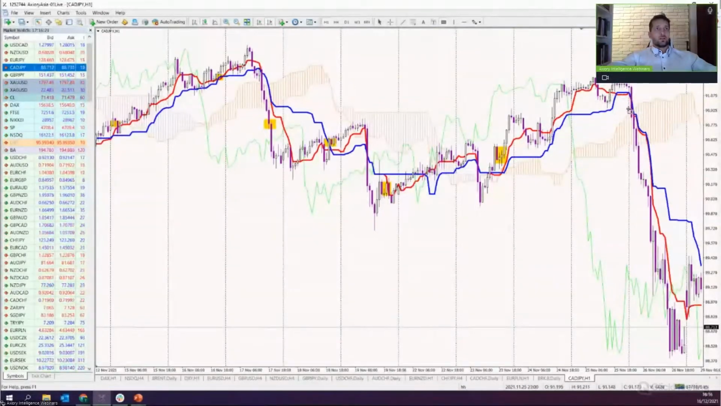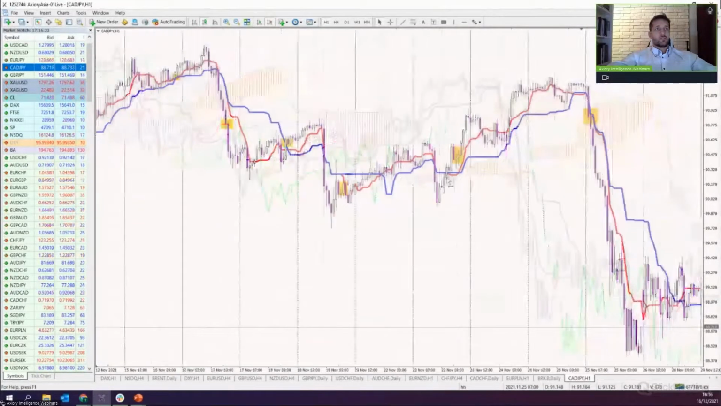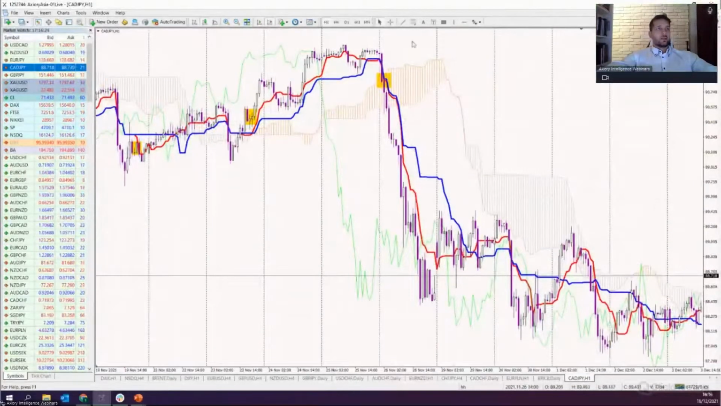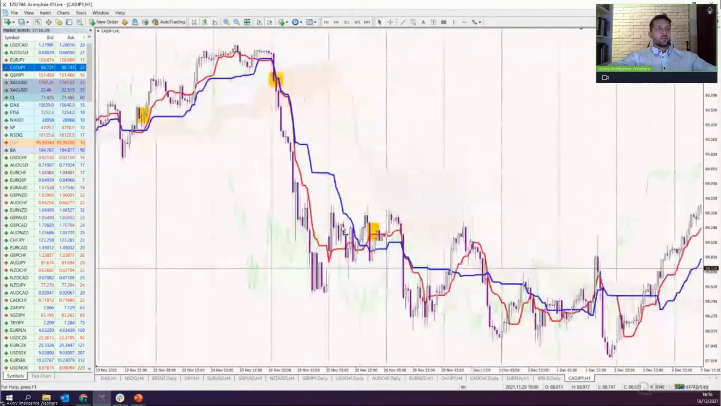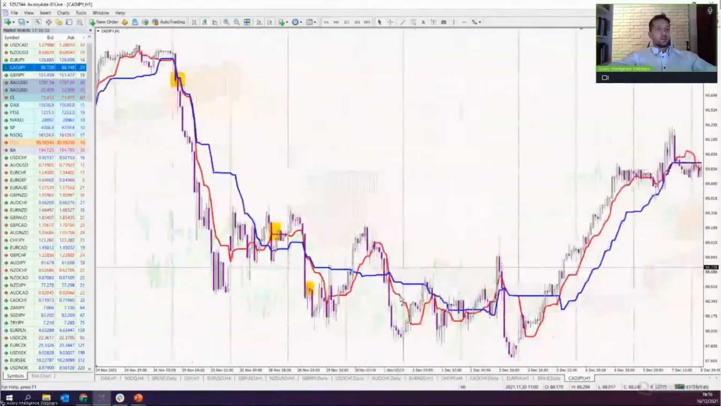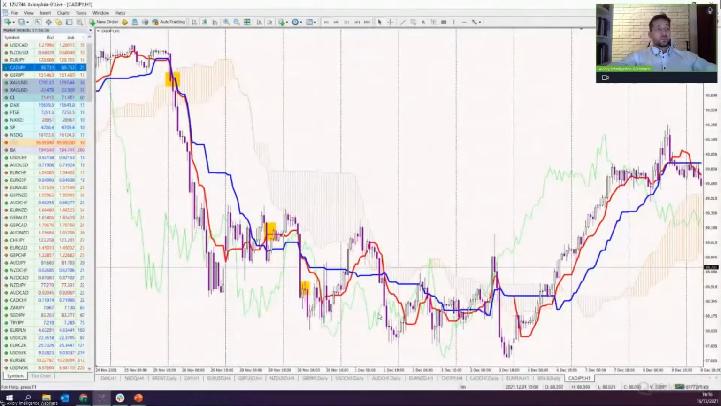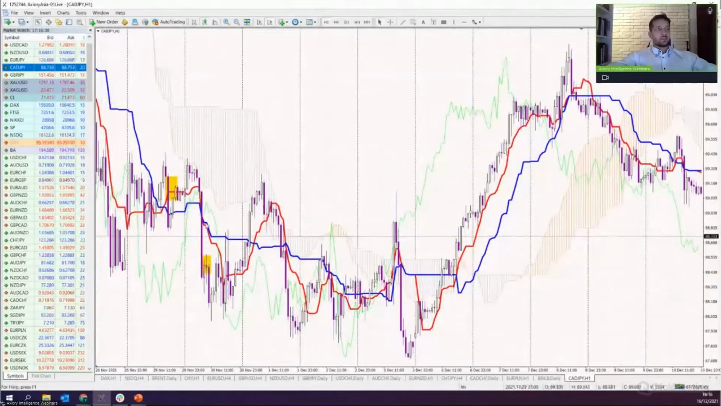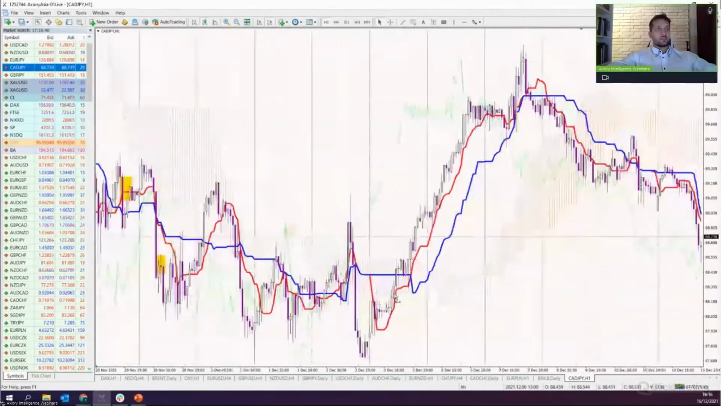you sell here, profit. And you sell here and you buy here, profit. You buy here, you sell here, loss. Loss, loss, loss, loss. I don't have to check it because it's a sideways trend.